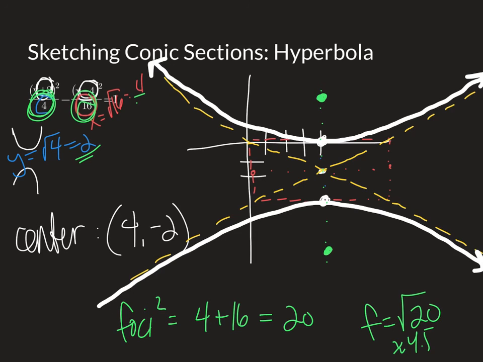The foci are always inside of your curves. So if the graph is opening up and down along the y-axis, the foci are going to be in this orientation. This is your focus, and this is your other focus, and this would be your vertex and your other vertex. And that's how you graph a hyperbola where it's y squared minus x squared.